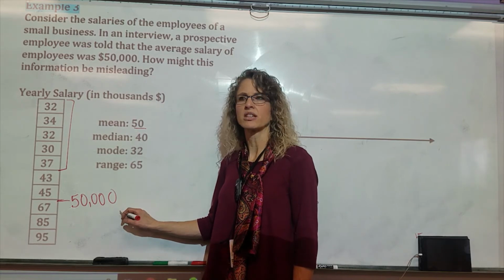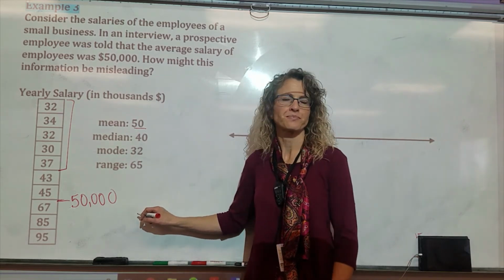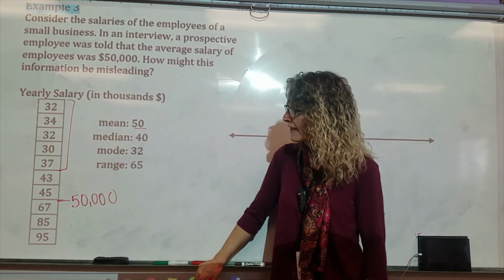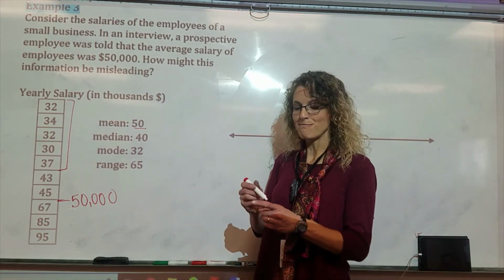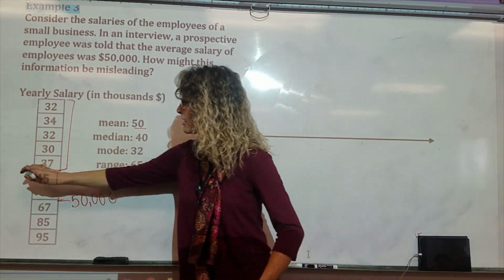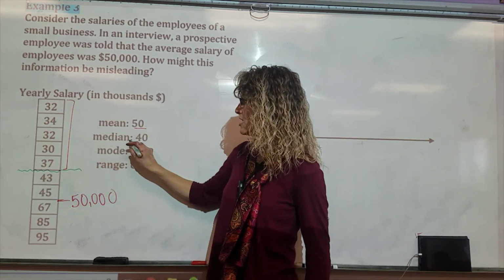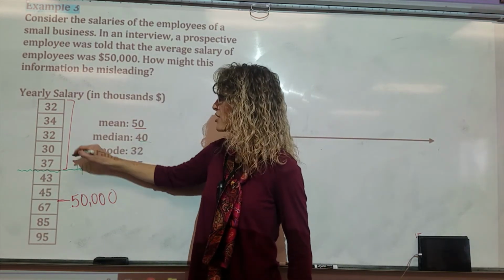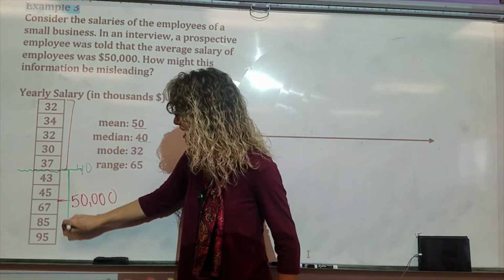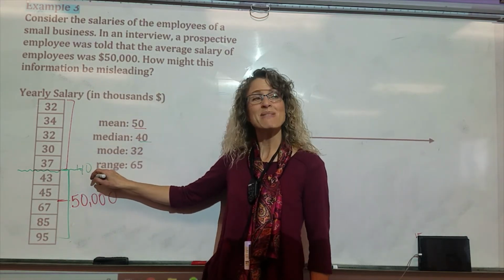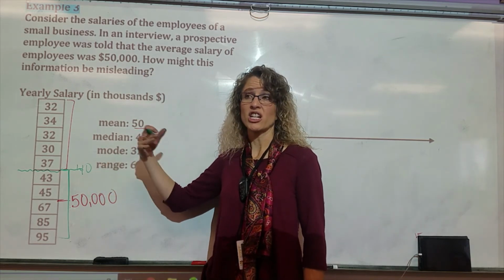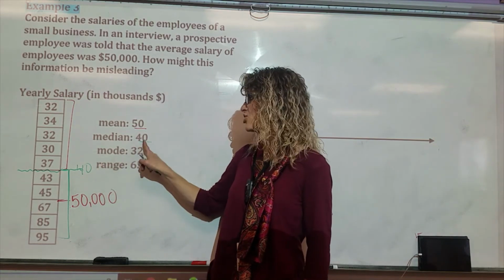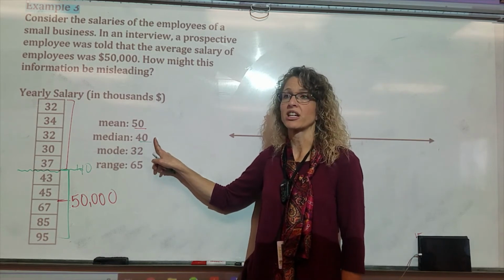Why do you think it's misleading? Who's got an opinion? Kevin? Because most of them are in the 30s. Most of them are in the 30s. In fact, we looked at the middle, the median is right here, right? So 40. There's an equal number, 5, and there's 5 below it. So really, the middle salary is closer to 40. So if you're going to start at this company, more likely you should have said the median salary is 40,000.